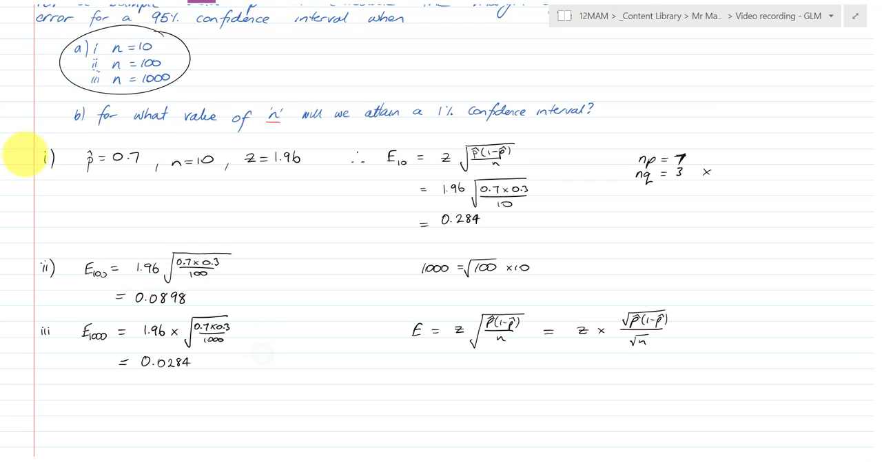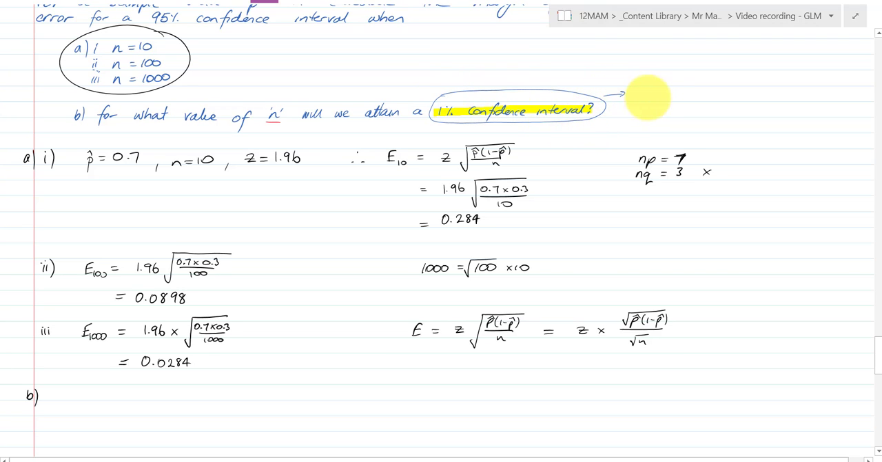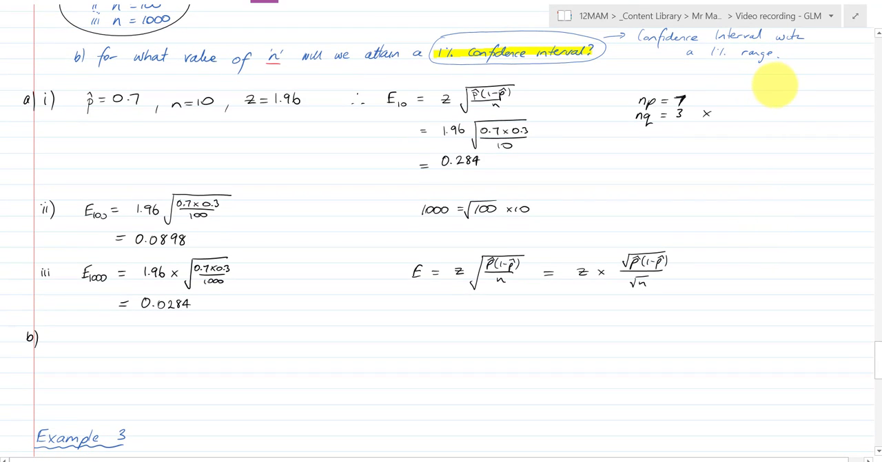So that's part A. So for part B, the question asks, for what value of N will we attain a 1% confidence interval? And I've just realised that this really is probably quite poorly written. In summary, I'm going to take this 1% confidence interval and change it to something more like, we attain a confidence interval with a 1% range.